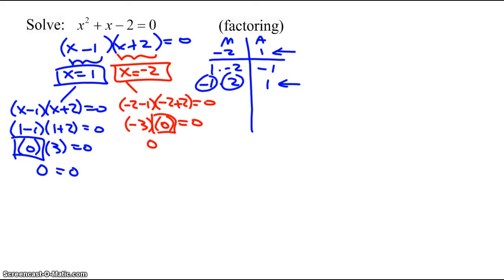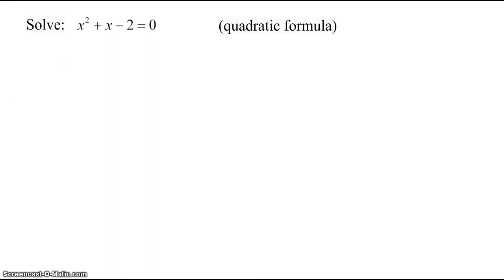Okay, so factoring is a fantastic, very efficient way to find the values. But that's not the only way. There's another way called the quadratic formula. It'll give me the same values here, 1 and -2. These are the same ones that I got when I graphed the equation. How do I solve this same problem using the quadratic formula?